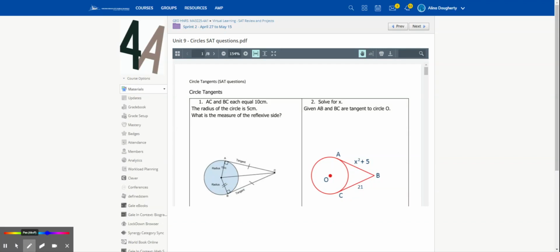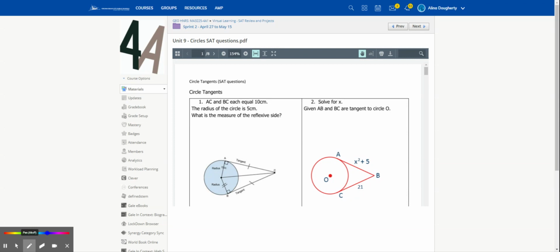Hey everybody, we're talking about circles today. We did not get to the circles unit. This would have been the next unit we did had we still been in school. So this is going to be new to you. You're going to want to seriously take notes on this one.